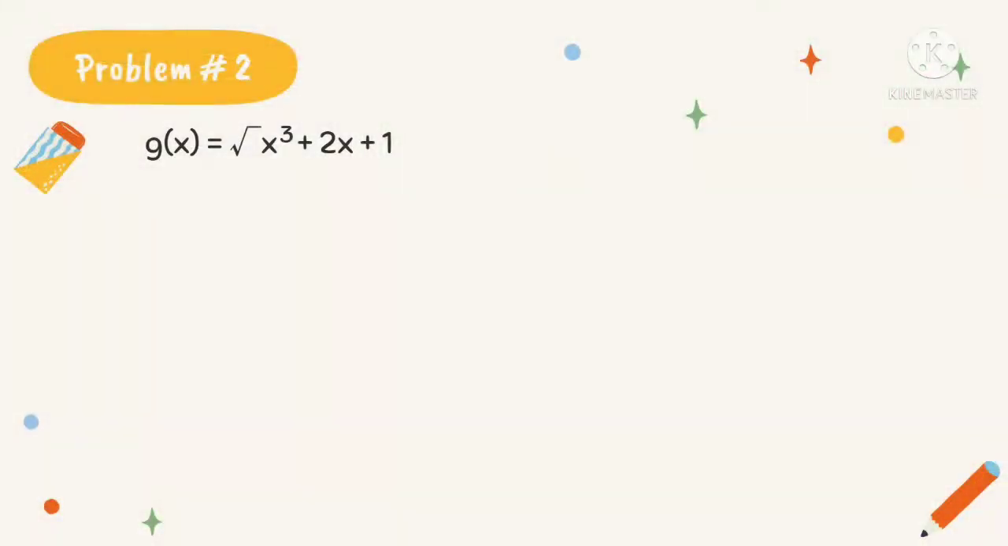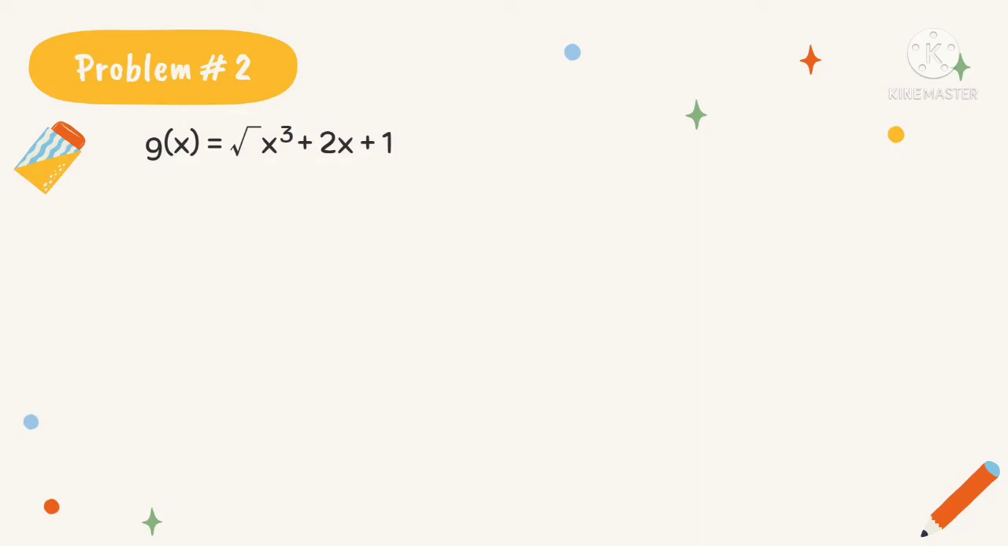Now that we are done finding the derivative of the first given, let's go now to the second problem, which I can say is a much more challenging one to get the derivative of. We have here g of x equals the square root of x cubed plus 2x plus 1.